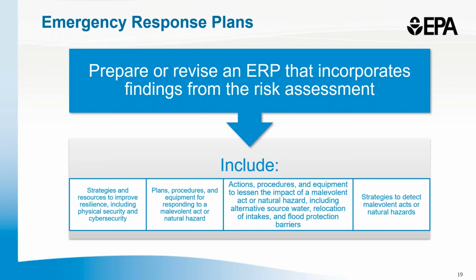The first is strategies and resources to improve resilience. These are resilience strategies, as we'll call them, both in the template and in this presentation. The plans and procedures and equipment for responding to the malevolent act or natural hazards. These are the emergency plans. There are also mitigation actions, and this is actions, procedures, and equipment to lessen the impact of malevolent act or natural hazard. And finally, there are detection strategies to detect malevolent acts or natural hazards.